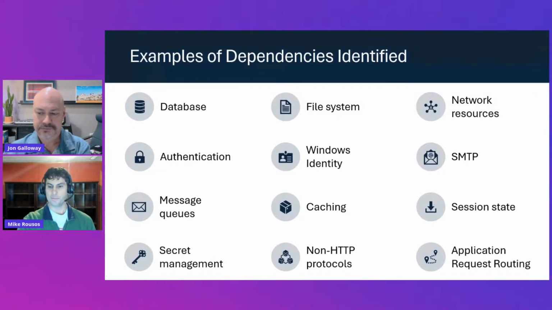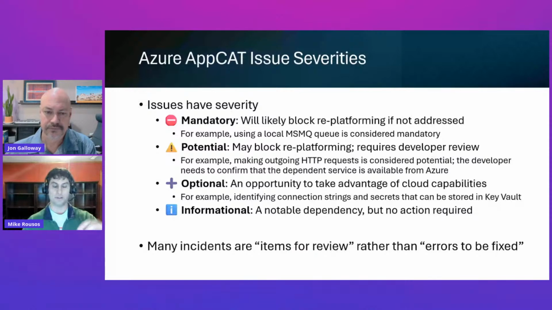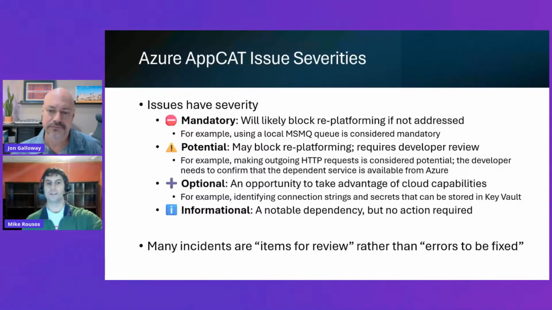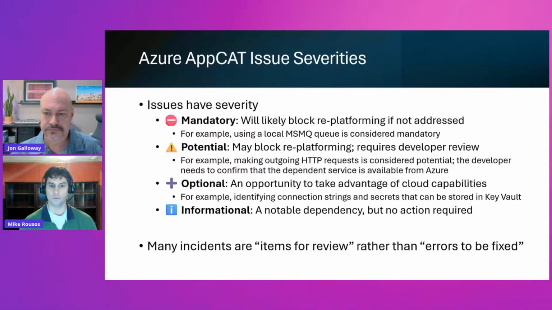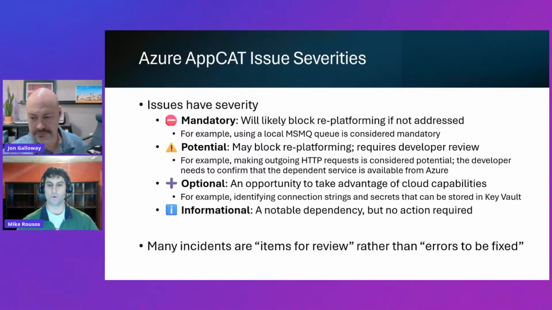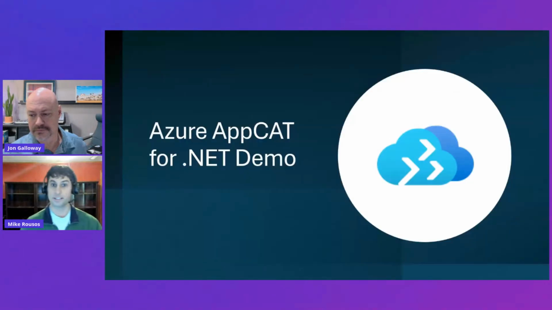And then these last two, non-HTTP protocols and application request routing, are examples of situations where the app service sandbox might change the way things work. So we identify things that are specific to app service, AKS, or Azure Container Apps that might impact your application. As we do that, we've got a variety of severities that we assign to the issues that are identified, to indicate whether it's something that is likely going to be an issue or if it's just something you need to review. When we go through the demo, you're going to see that most of the issues identified fall into this potential category, because these are not necessarily an issue, but it's something important for a developer who's familiar with the application to review before you move forward. We also have the mandatory items, the optional items, and in some cases informational, which is something worth calling out that doesn't require any action on the developer's part.